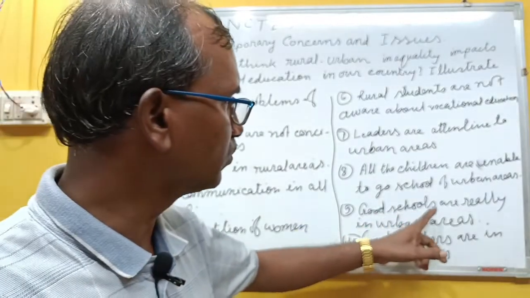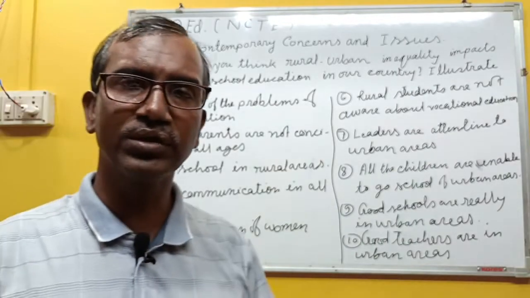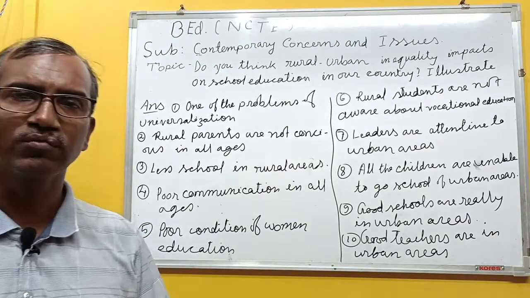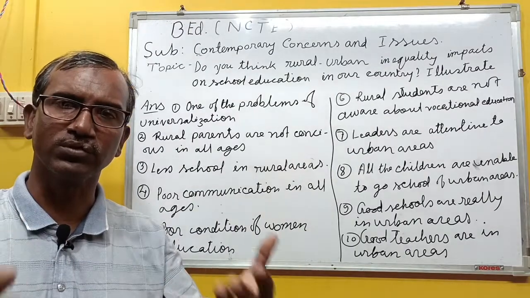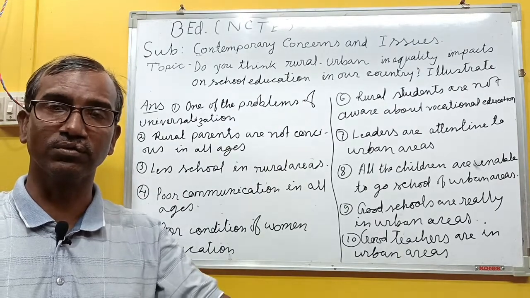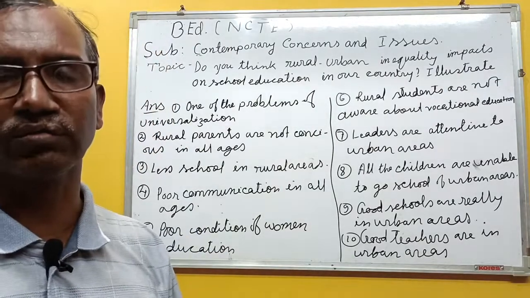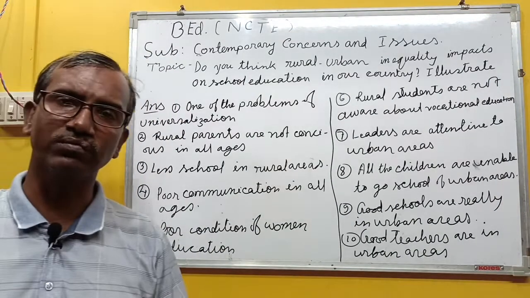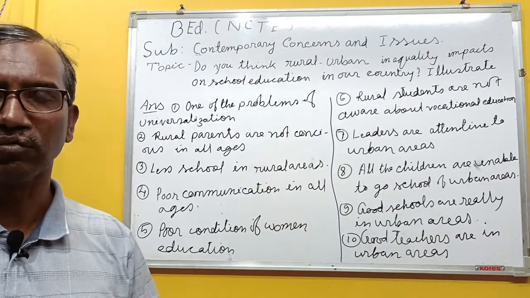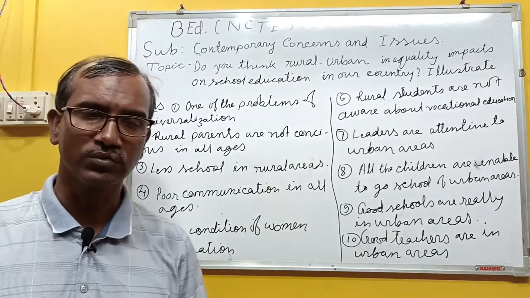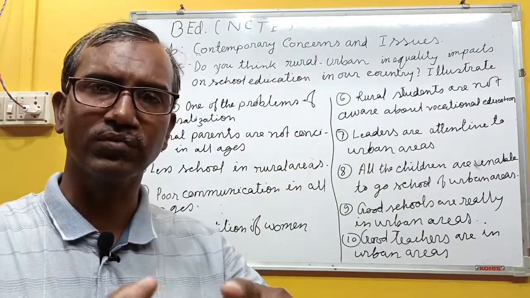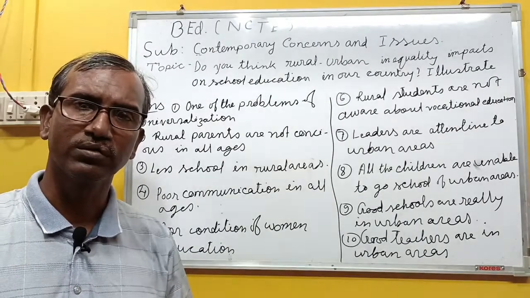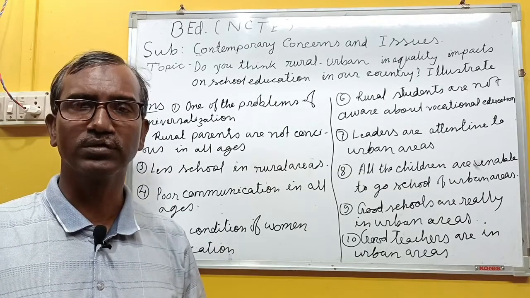Number nine, good schools are really in urban areas. If we say the name of some good school, it will definitely come from urban areas. If we say good schools of Assam, good schools of Bengal, good schools of India as a whole, then we can see that the names of good schools are always from city areas, urban areas. Results at high school level and higher secondary level are always good from city and urban areas. So this implies that the education system of India is always affected by this rural-urban inequality. It is itself a barrier in the spread of education.